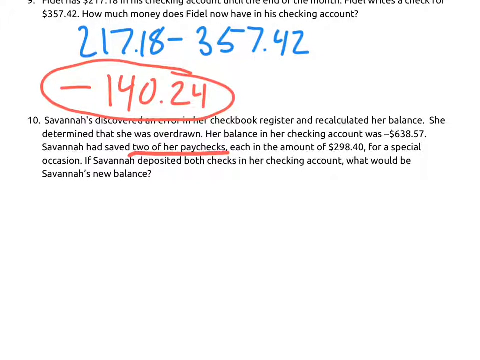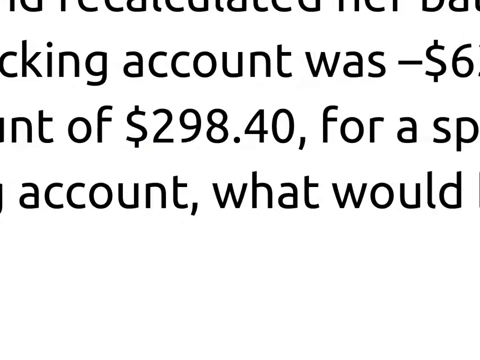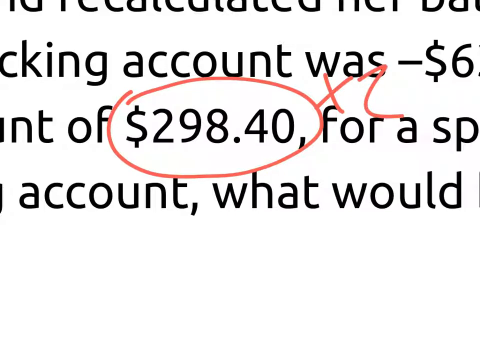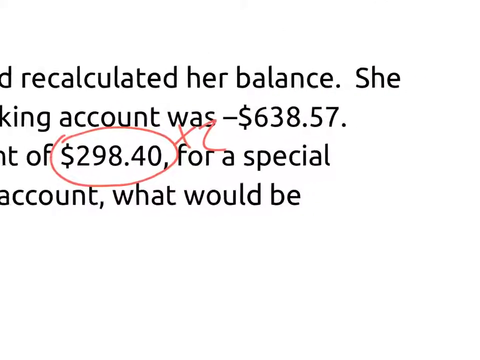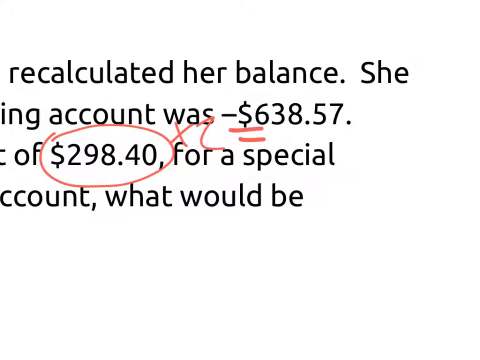For starters, let's figure out how much she's actually going to be depositing. This $298 right here, she has 2 of these checks. So we need to find a total. So I'm going to cheat here a little bit. I'm going to do this in the calculator real quick. I know that she's got a total of $596.80. Well, she's overdrawn $638. Even if she deposits this $596, she's still going to be short.